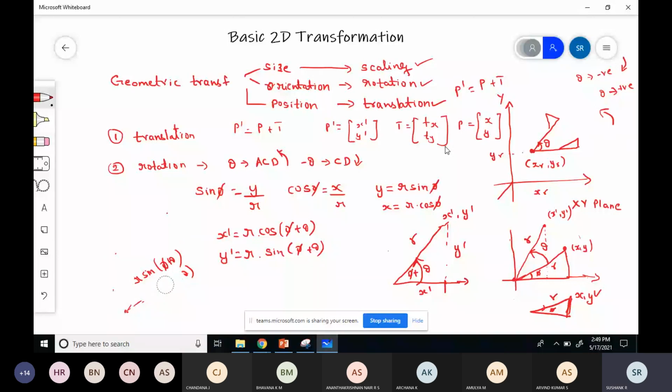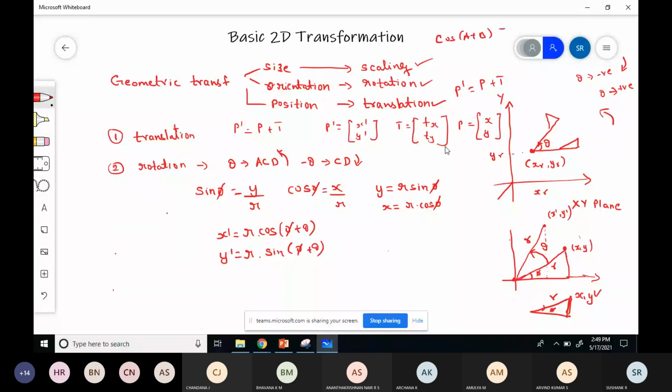So after this simplification, I will just erase this. Now you would have studied one formula in mathematics, trigonometry, cos A plus B. Cos of A plus B means cos A cos B minus sin A sin B. You would have studied this.